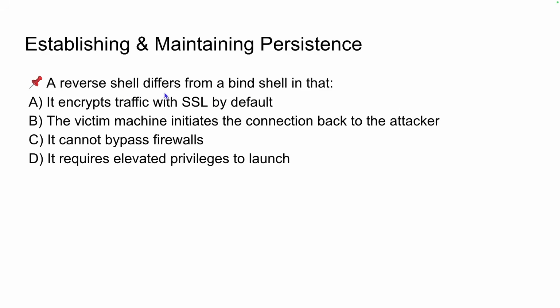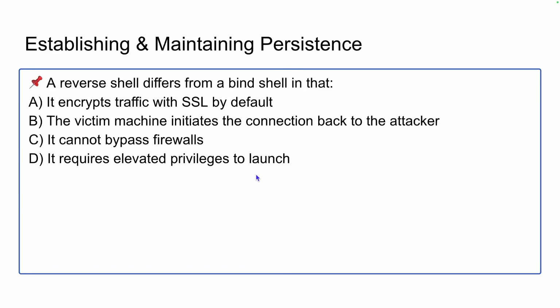So a reverse shell differs from a bind shell in that it encrypts traffic with SSL by default. That's not true. The victim machine initiates the connection back to the attacker. That's true. It cannot bypass firewalls. Also not true. It requires elevated privilege to launch. That's also not true. The most likely answer, which is like 100%, the victim machine initiates the connection back to the attacker. If the attacker initiates the connection to the victim, that's called a bind shell. When the victim initiates it to the attacker, it's a reverse shell.